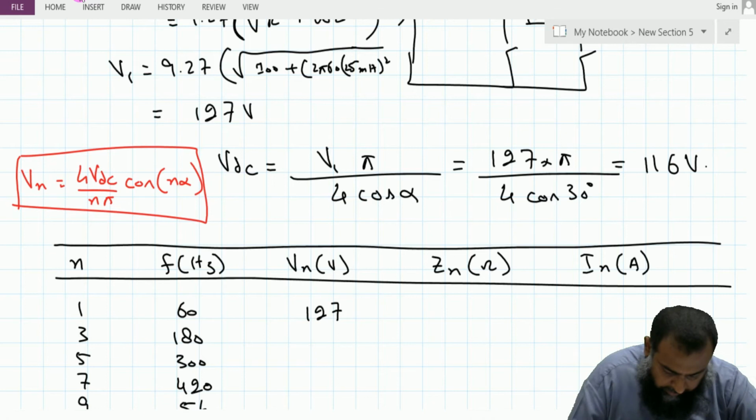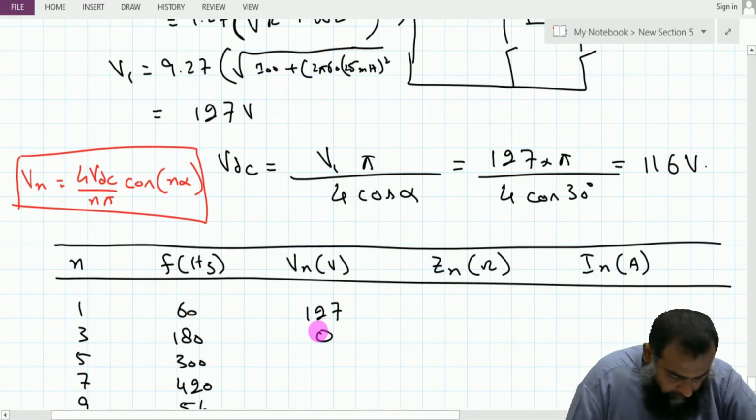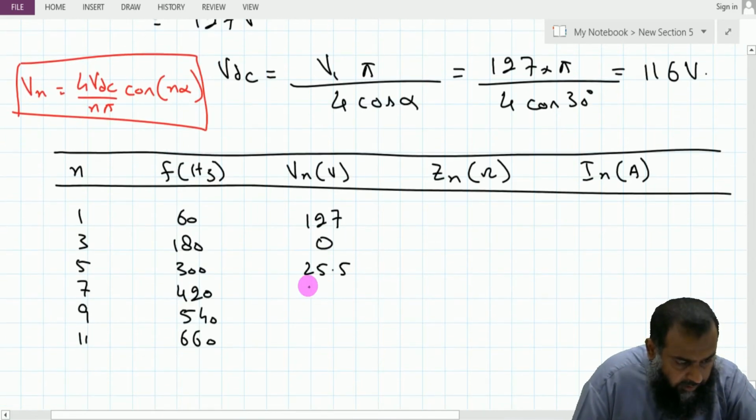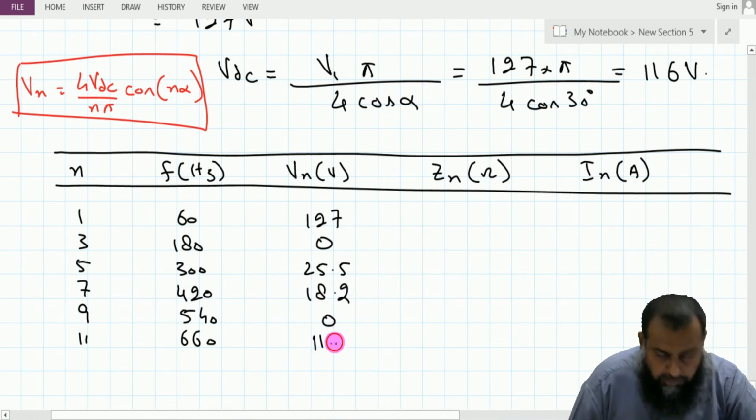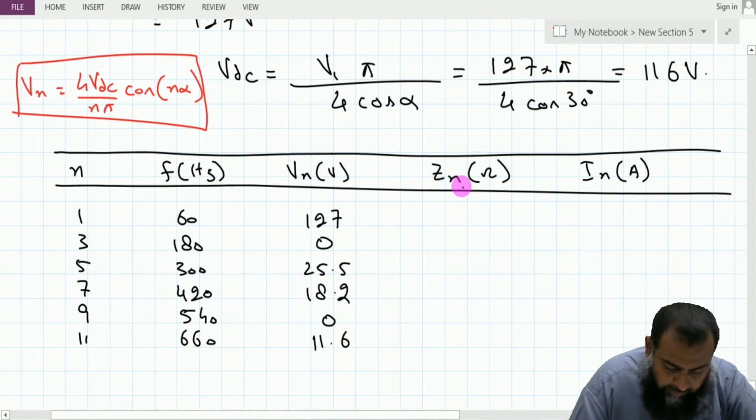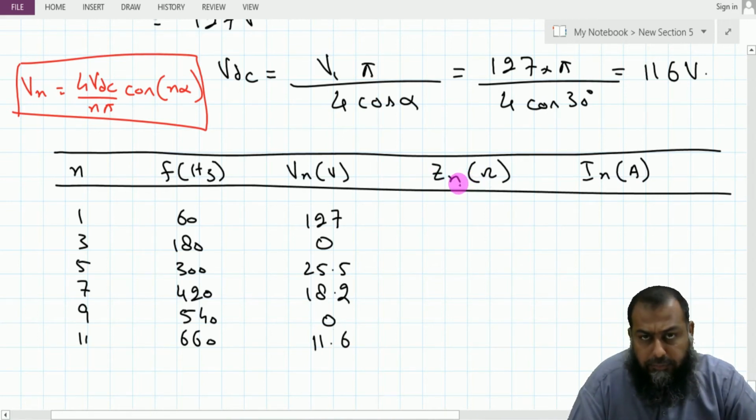So using this particular harmonic, this becomes equal to 0. For the fifth harmonic we have 25.5, and then for the seventh harmonic we have 18.2, then 0, then it is 11.6. Similarly, we will find out what is this Zn here.